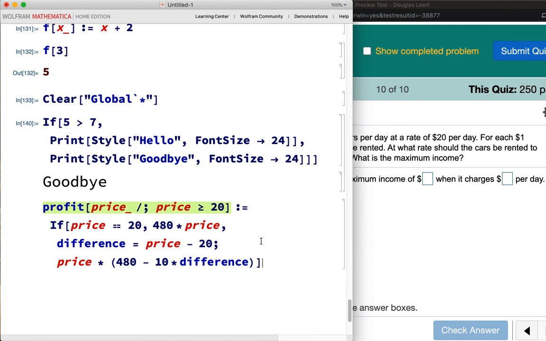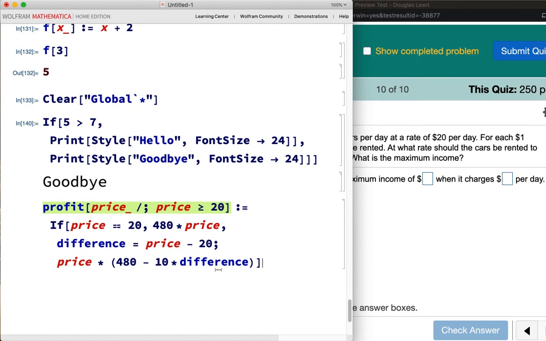So if I charge $22, let's say, 22 minus 20 is 2. 10 times 2 is 20. 480 minus 20 is 460 multiplied by the price. Okay, so that really does make sense.